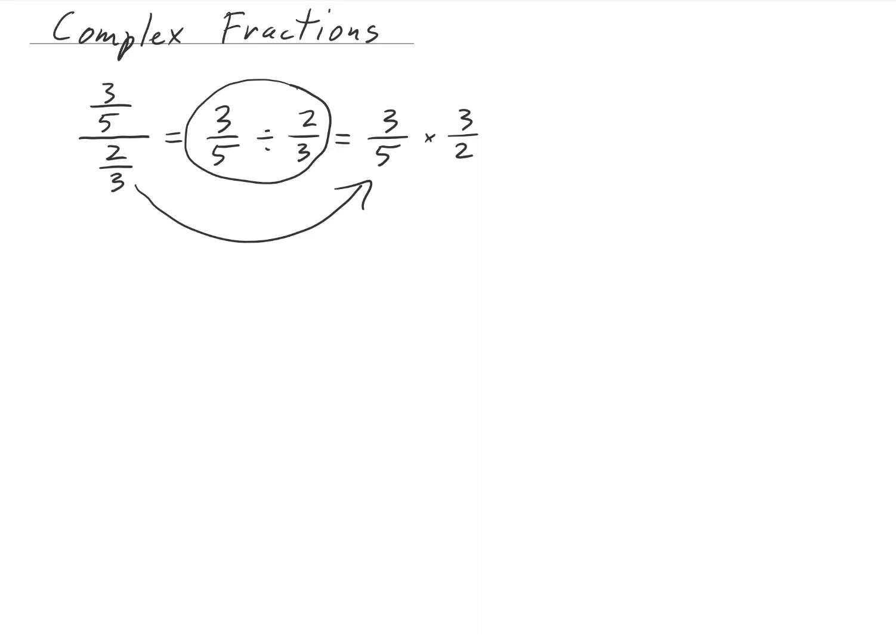I take the top, 3/5, and multiply it times the reciprocal of the bottom, 2/5. That saves you an extra step. And then all you have to do is multiply the numbers on the top and multiply the numbers on the bottom. Saves a little time. Okay, that's it.